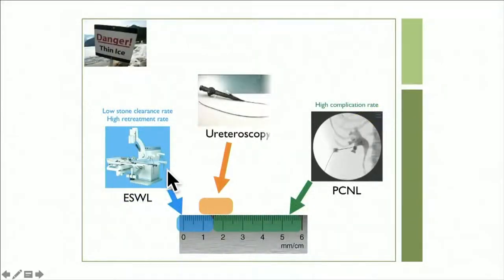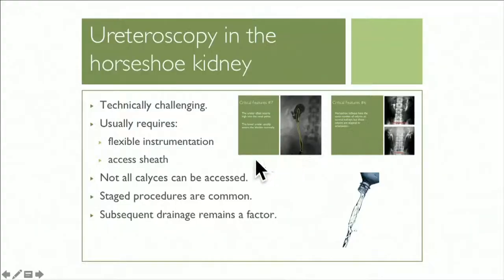So I would say that we also need to think a little bit about ureteroscopy in these patients. As the technology has gotten better over the last several decades, it's becoming more applicable to the horseshoe kidney. It can be technically challenging, again, because of the high insertion and that atypical rotation of the calyces. Not all the calyces can be accessed in some of these patients ureteroscopically, and staged procedures are still common.